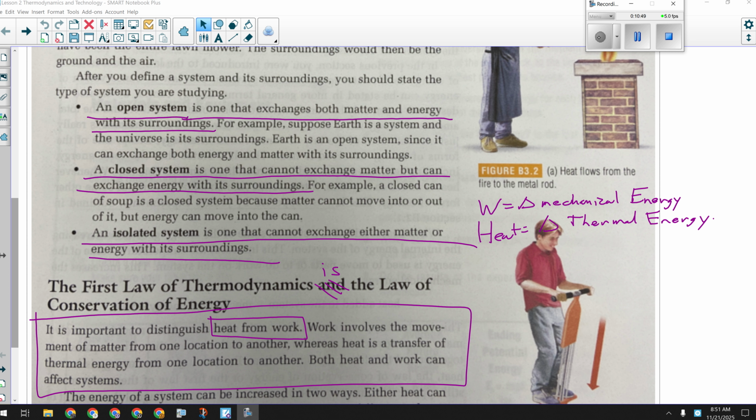Has anybody ever used the emergency blanket or seen the emergency blanket that they give people from the ambulance, or sometimes they're in your car's emergency kit? What are they made of? It's just tin foil. Okay, it's just a piece of tin foil big enough to wrap yourself in. Okay, what does tin foil do?